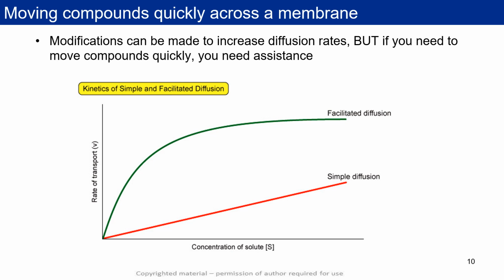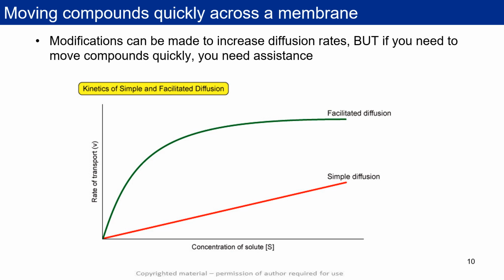We have increasing solute concentration on the x-axis and rate of transport across a cell membrane on the y-axis. We can see from the red line for simple diffusion that as solute concentration increases, then rate of transport increases. But the line is shallow, and concentration needs to be fairly high before diffusion rates increase substantially. These concentrations are not always physiologically possible. So if we want to move a solute quickly at relatively low concentrations, then we need help or facilitation.